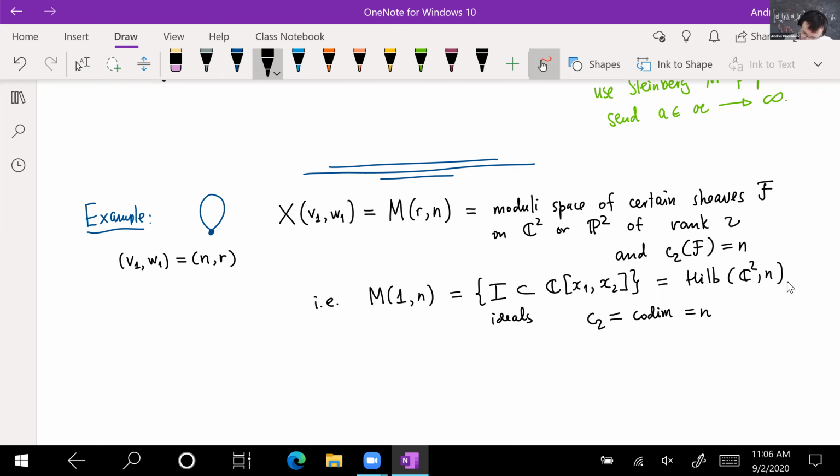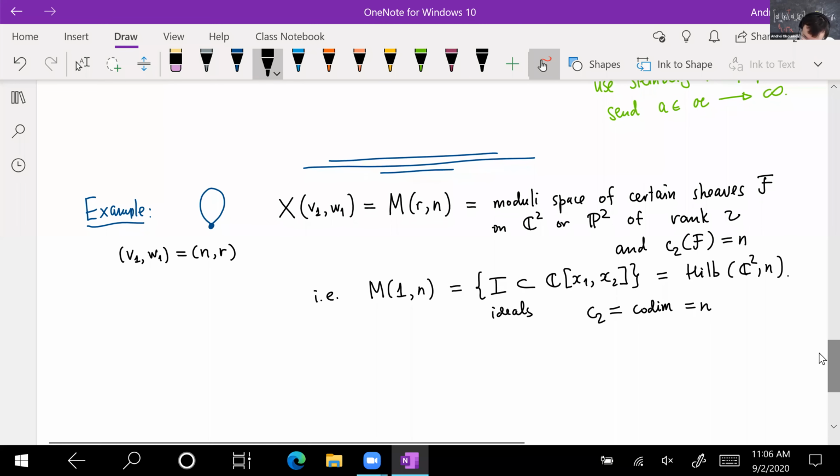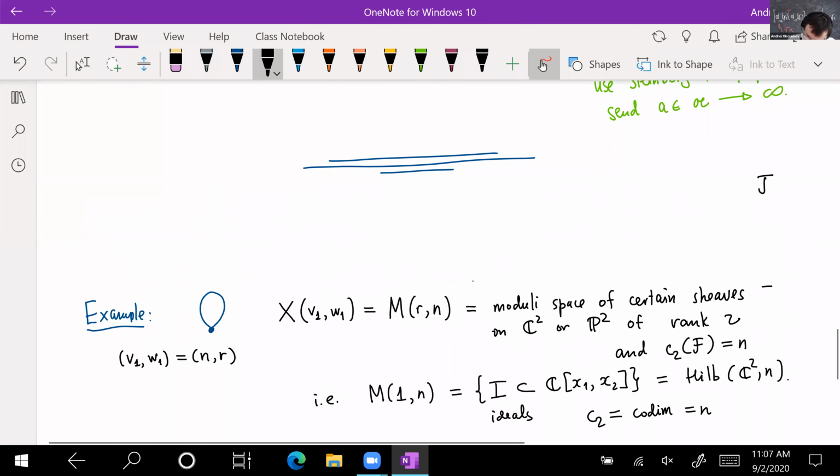Okay. And so in here, well, maybe I should say which sheaves. So you take certain sheaves, which means they have to be torsion free. And framed means you have a sheaf framed at infinity.